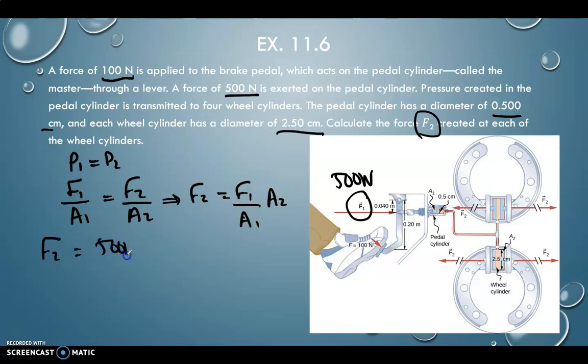F1 is 500 newtons. We have our area of 1. That's going to be, remember these are cylinders, so we're going to say pi r squared. Okay, so our area is going to be pi r squared. So our r is 0.5 centimeters. So we're going to have to convert that. And I'm running out of time again. We will continue this in the next video.